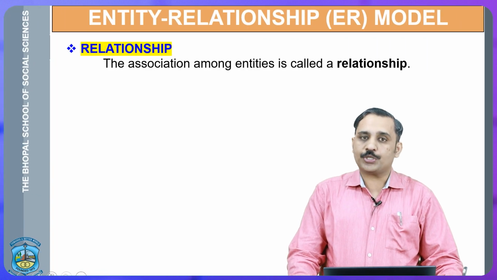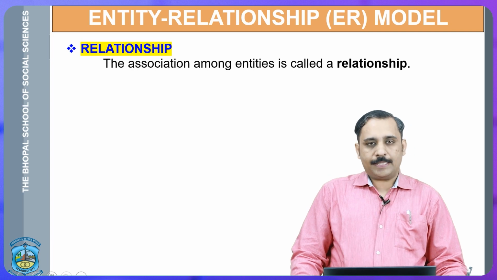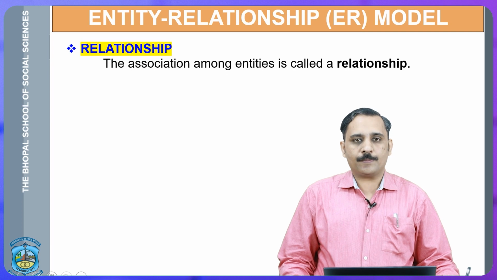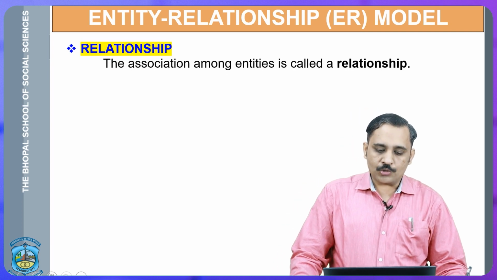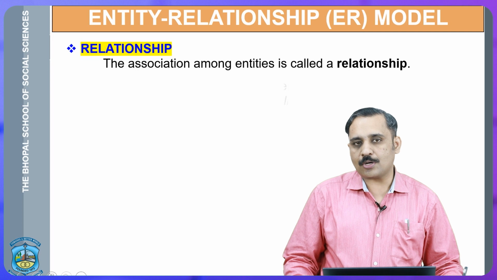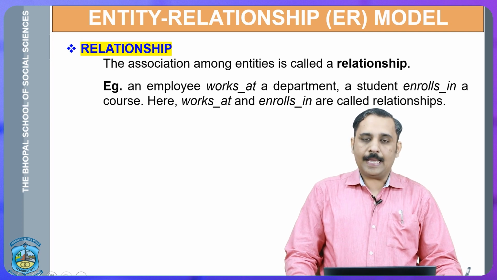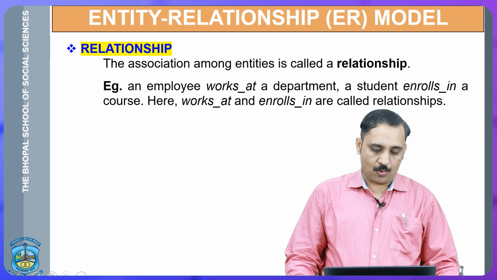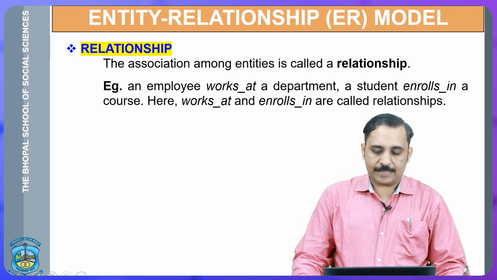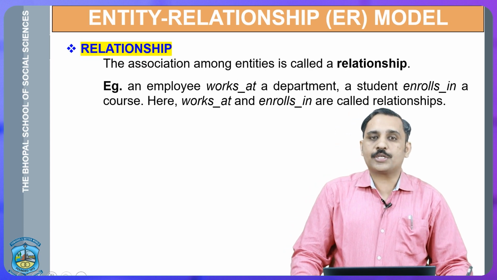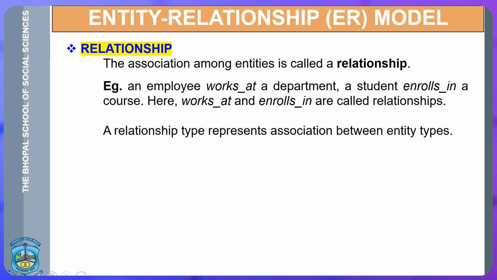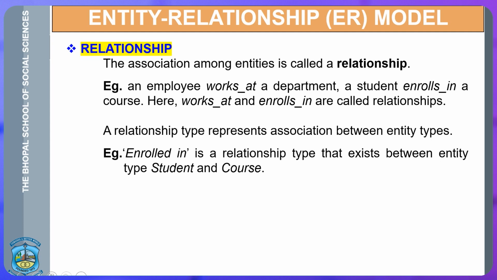The next is relationship. In a database, we have more than one entity together, and we should have a relationship or association between these entities. So, this association among entities is called a relationship. For example, an employee works at a department, or a student enrolls in a course. Here works at, or enrolls in, are called relationships because they involve more than one entity together. A relationship type represents the association between entities, and we have different types of relationships.